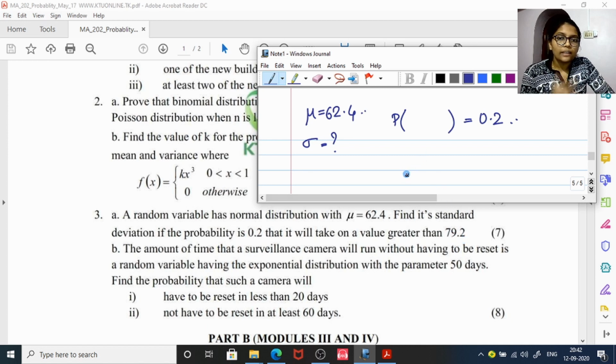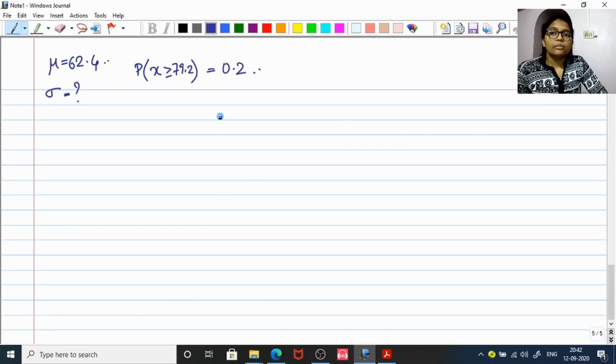So, let us take the normal distribution. Since it is specified that it is simply normal distribution, you have to take the variable x. If it is standard normal distribution, take the value as z. So here it is normal distribution, so x greater than or equal to 79.2. Before we start, we have to convert this x variable to z variable, that is, we have to standardize the complete set. So the formula is x minus mu by sigma is equal to z.